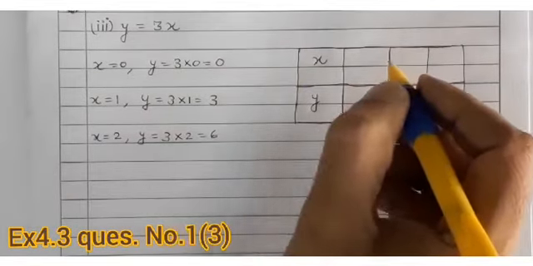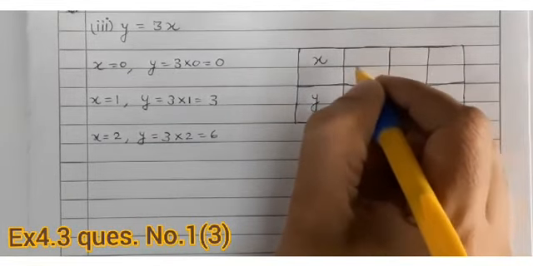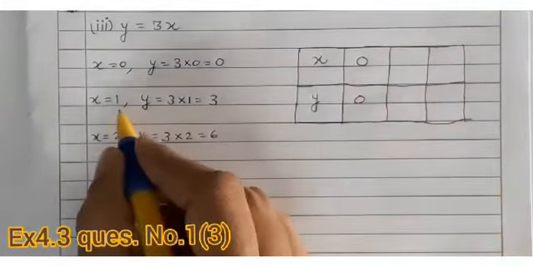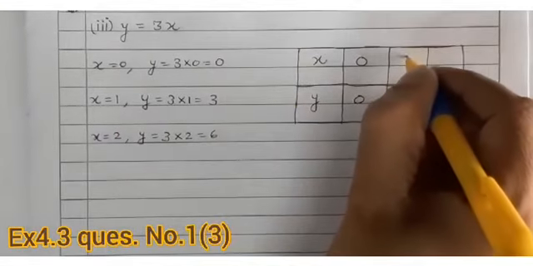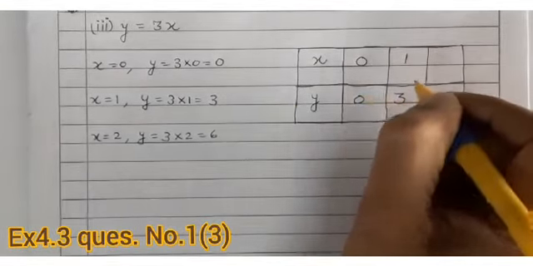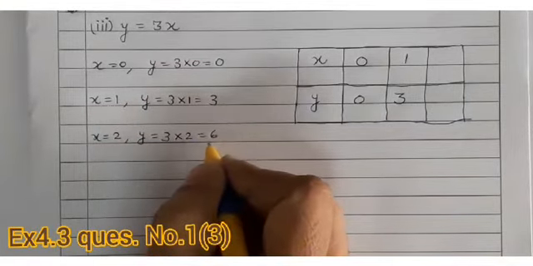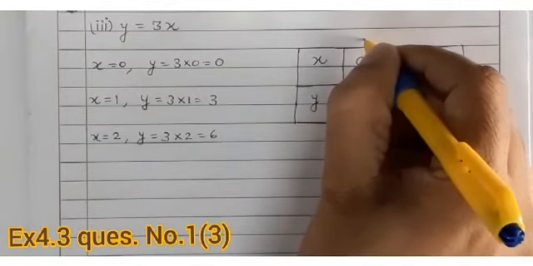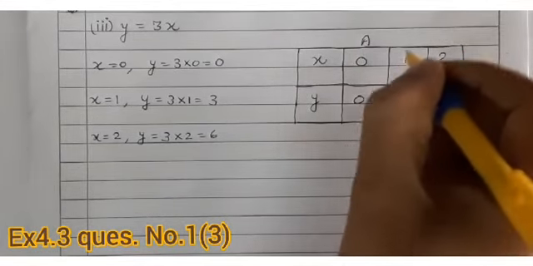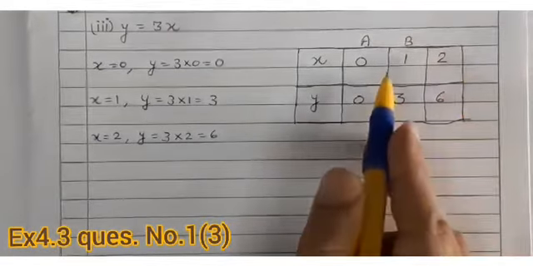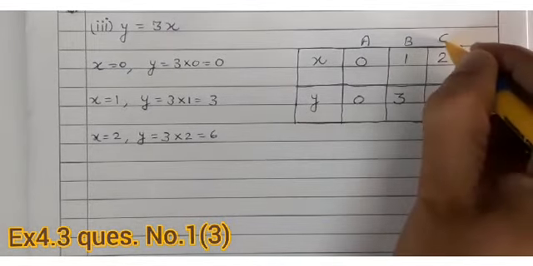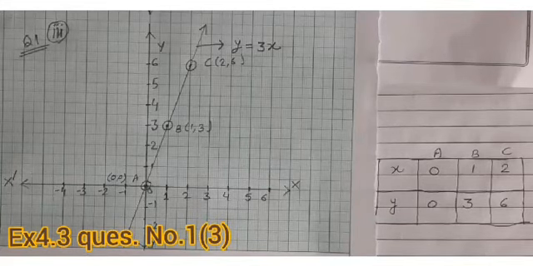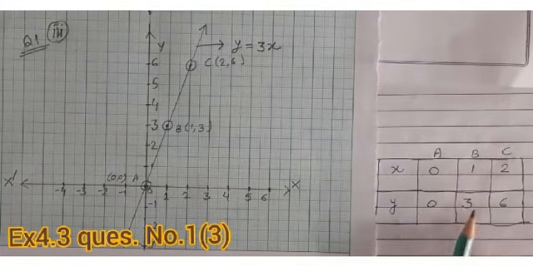Now I am going to put the values of x and y in a table. x is 0, then y is 0. x is 1, then y is 3. x is 2, y is 6. And mark it: this is A, coordinate 0 comma 0. Coordinate of B will be 1 comma 3 and coordinate of C will be 2 comma 6. Now we are going to plot these coordinates 0 comma 0, 1 comma 3, 2 comma 6.